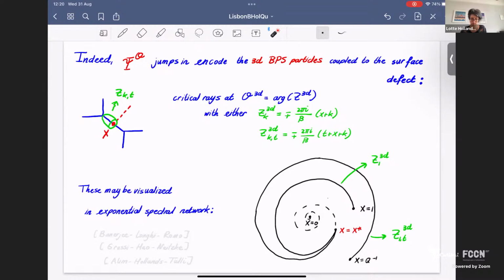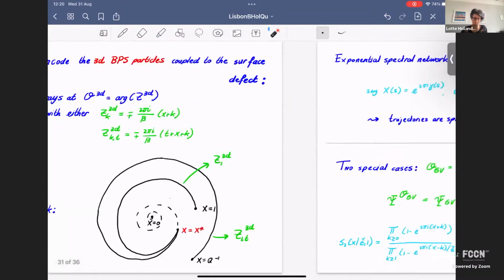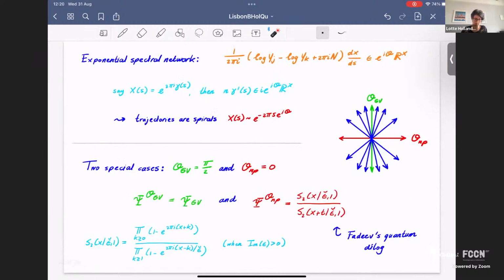So this is an example. I won't have too much time, unfortunately, to explain this, but indeed the jumps in this vacuum expectation value exactly correspond to the jumps of the spectral networks, of the exponential spectral networks. Right, so I won't say too much about this.